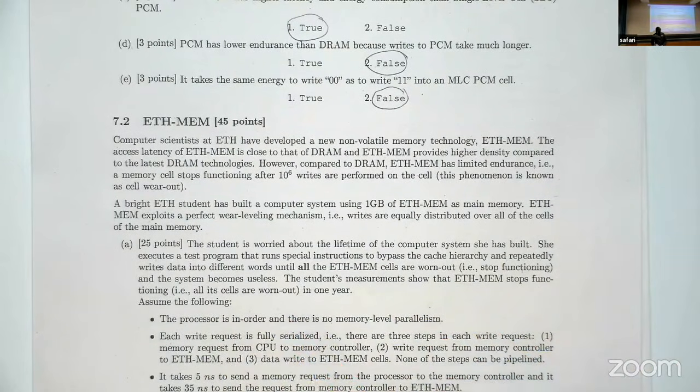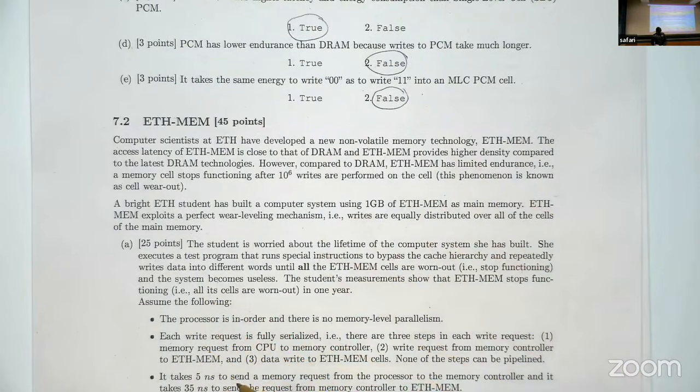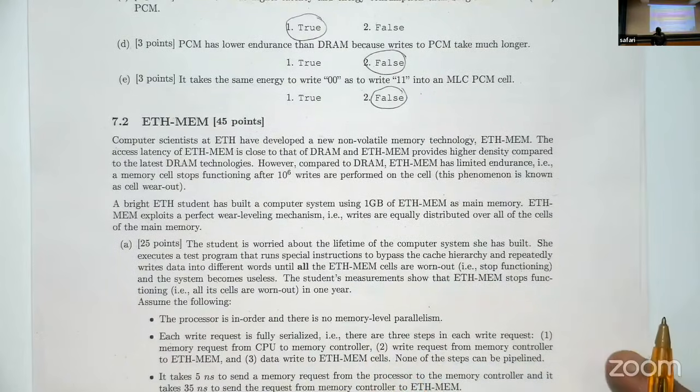We assume the following in the question. The processor is in order and there is no memory level parallelism. So everything happens sequentially. Each write request is fully serialized. There are 3 steps in each request: memory request from CPU to memory controller, then from the memory controller to ETH-MEM, and data write to ETH-MEM cells. None of these steps can be pipelined.